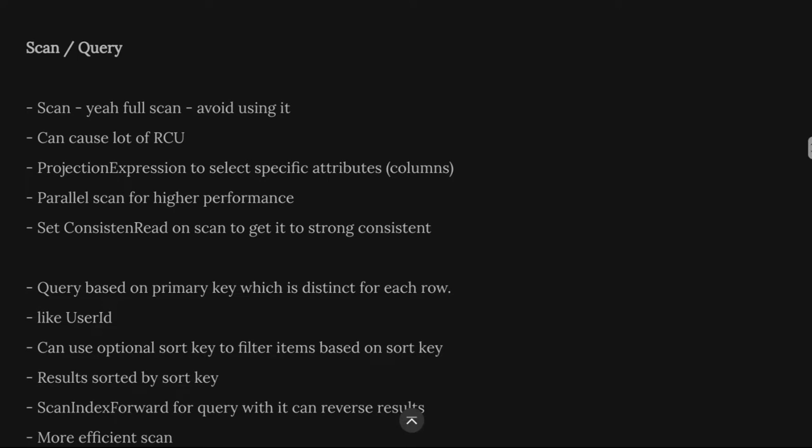Now for scan versus query. Scan is a full scan, avoid using it, it can cause a lot of RCU. If we want only some of the attributes to be returned in the scan, we use the projection expression in the API to tell which attributes we want to project. We can do a parallel scan if we want higher performance, and we can also set the consistent read on the scan to strong consistency.